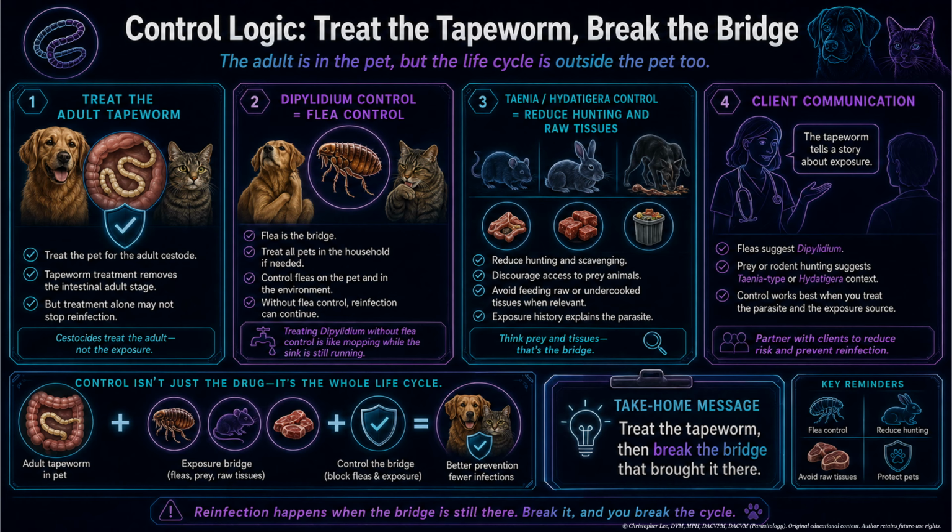For Taenia-type cestodes, like Hydatigera taeniaeformis, the bridge is the prey or infected tissue. Control therefore means reducing hunting, scavenging, access to carcass or prey, and ingestion of raw or undercooked tissues when relevant. We may not always convince a cat to stop being a cat, but we can explain the risk, recognize the pattern, and reduce exposure when possible. The tapeworm tells an exposure story, and control works best when we treat both the adult parasite and the life cycle bridge. Treat the tapeworm, then break the bridge. If the bridge stays open, a parasite has a commute.